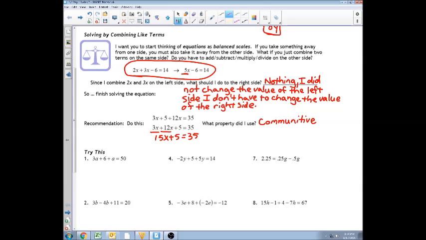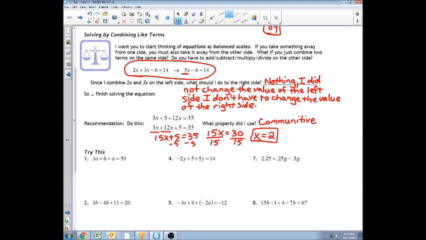Well, now I just need to get the x by itself. I'm going to go back to my two-step equations. I would have to subtract the 5. That would get me 15x is equal to 30. How do I get the x by itself? I will divide by 15 on both sides. So x would equal 2.